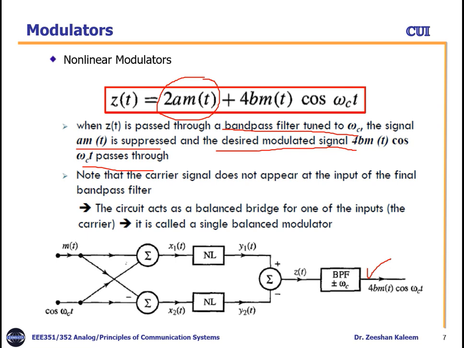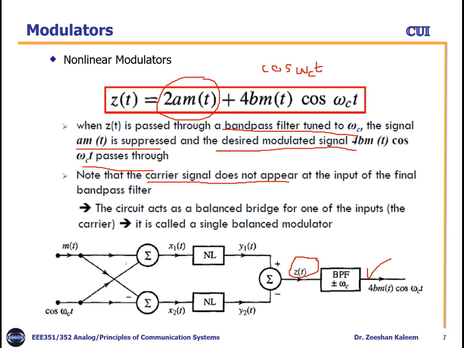You can see that Z(t) is the input of the band pass filter. They are mentioning here that the carrier signal does not appear. What does it mean? You can see from here Z(t) is equal to 2a m(t) plus 4b m(t) cos omega c t. You are not seeing any kind of independent carrier signal here. It means that no independent or separate carrier signal arrives in Z(t). But you can see that the separate message signal is here, but a separate cos omega c t function you are not seeing here. Cos omega c t is not here.